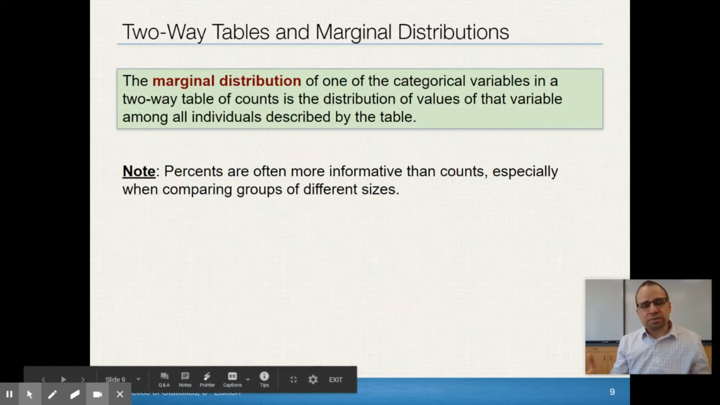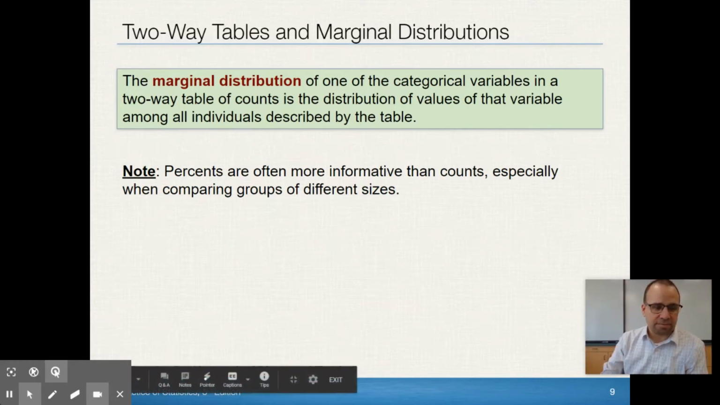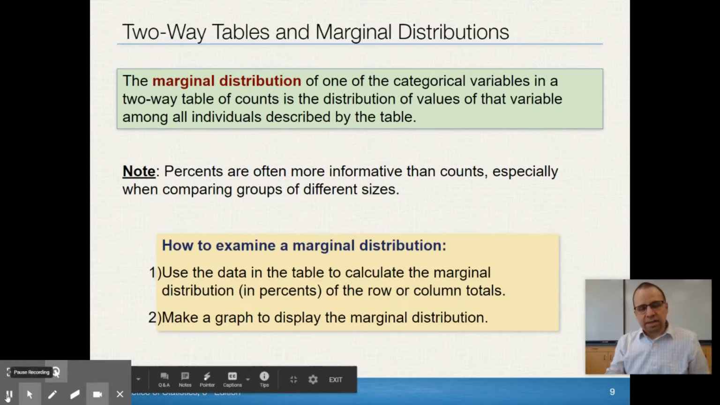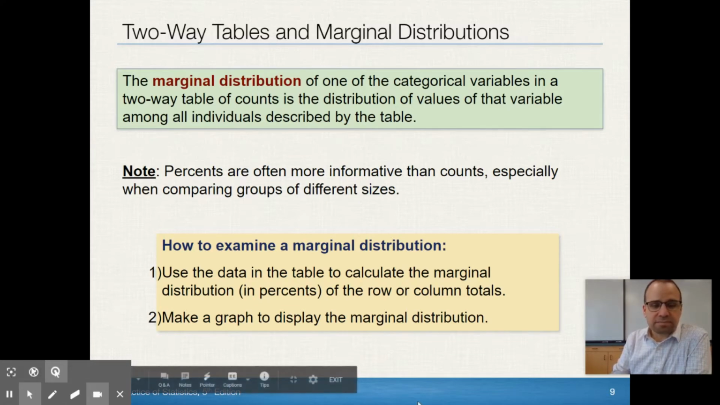So a marginal distribution is just that. It's found in the margins of the table that you're looking at. You're going to need the row totals, you're going to need the column totals in order to figure these out. And here's how you examine the marginal distributions. You use the data to calculate the distribution in percents, and then make a graph to display the marginal distributions.